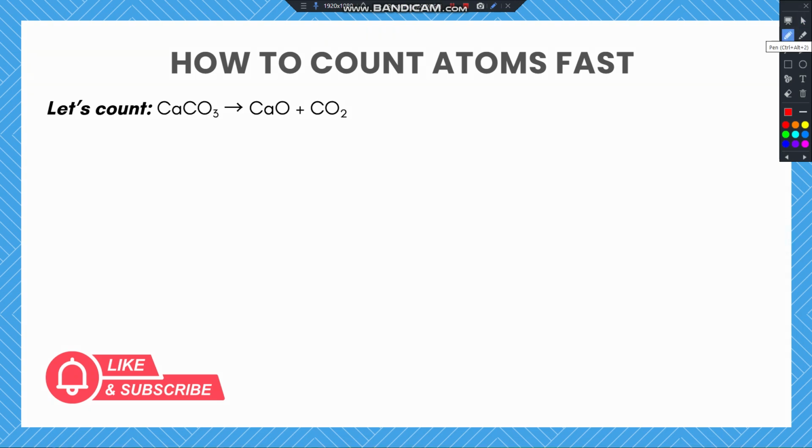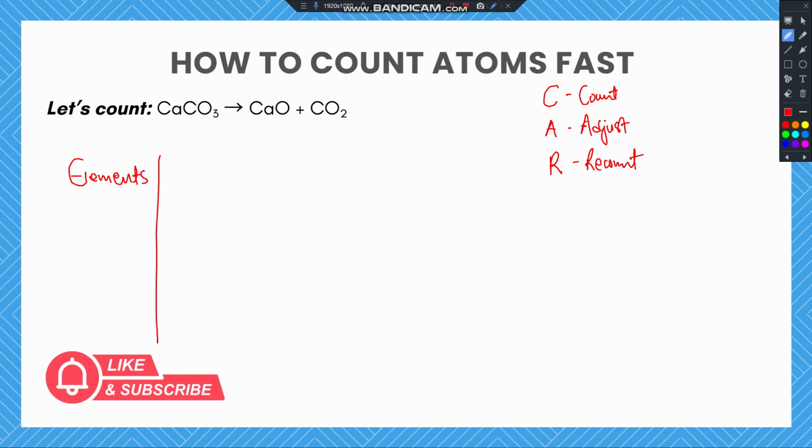So let's look at this chemical equation for instance. The first thing we want to do is count, adjust, and then recount. That's our CAR method. Count, adjust, and then recount. So we have one column for the element, another one for the left hand side, and then another one for the right hand side. So let's write out the elements.